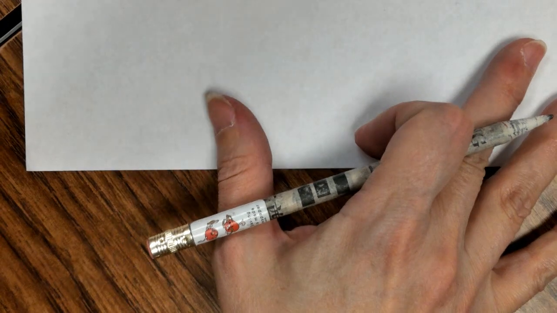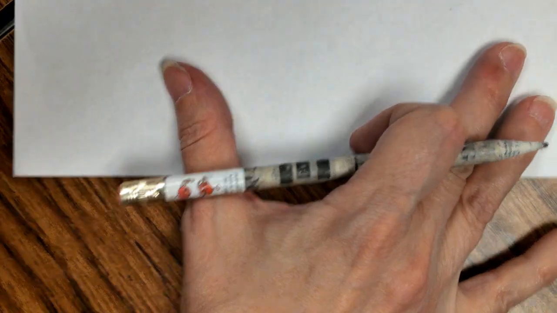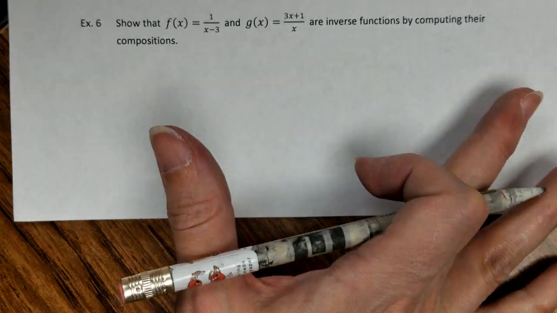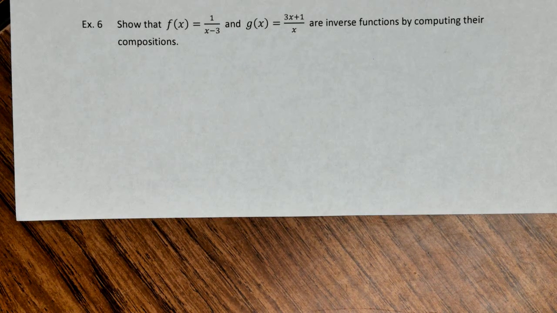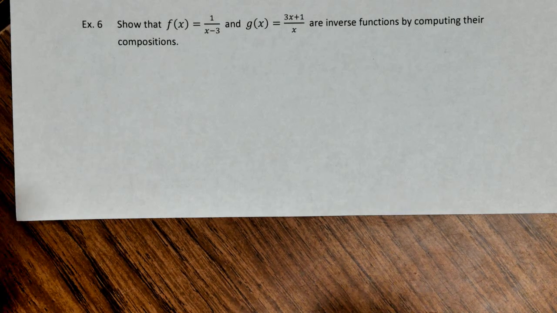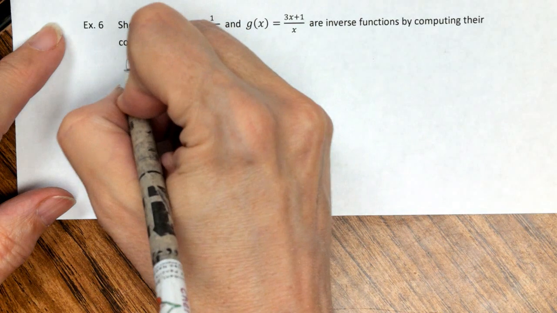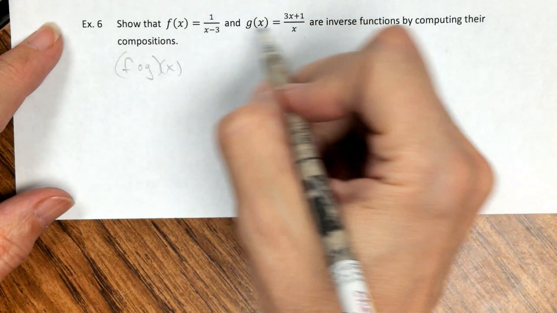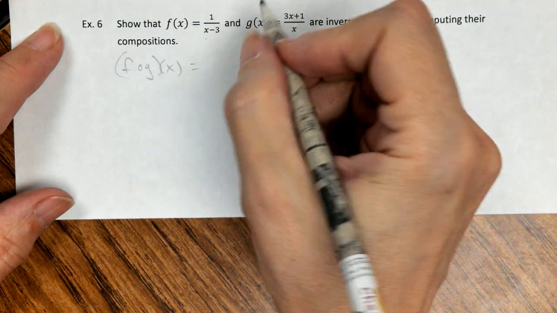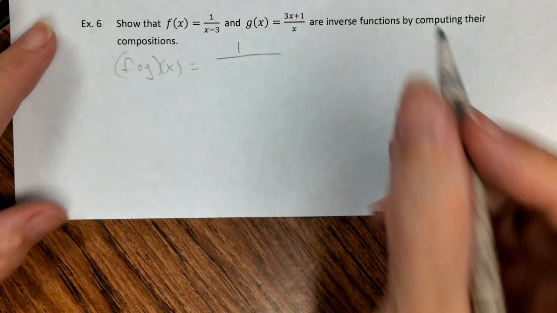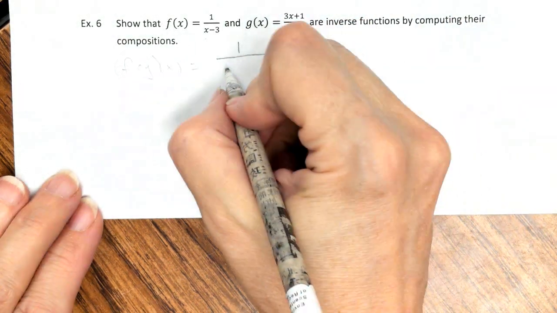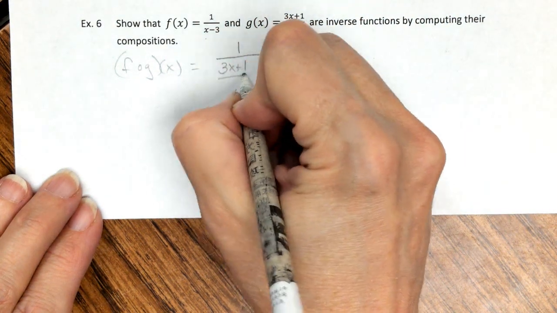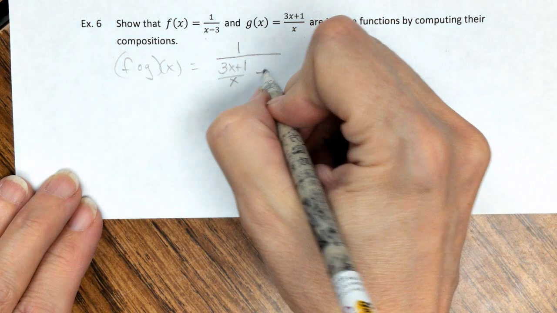One more example. Whoops, I went too far. Okay, so for this one, same thing. Here are two functions. Show that they're inverse by computing their compositions. f of g, g of f. So, f of g, putting that fraction in place of that x, well, this looks like fun. 1 over, and then copy g, 3x plus 1 over x minus 3.